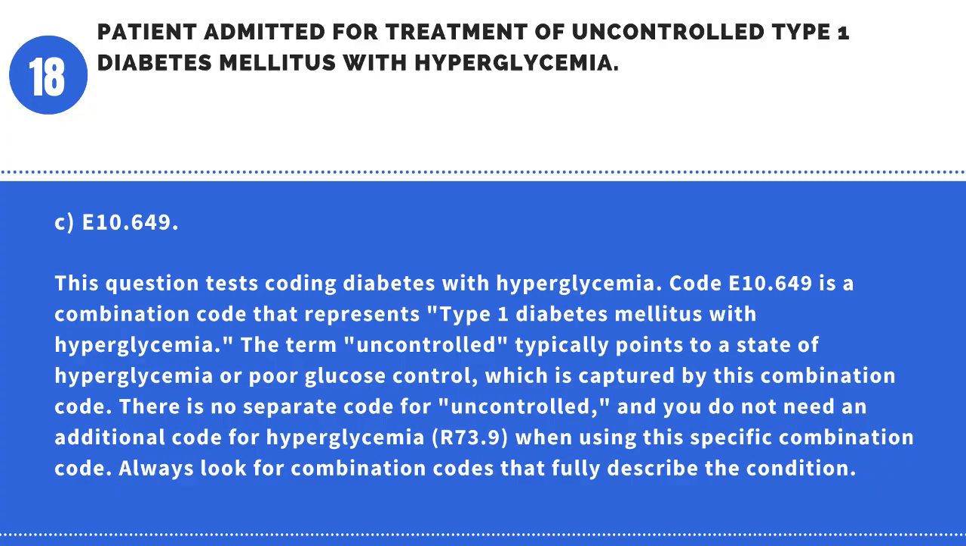Answer: C. E10.649. This question tests coding diabetes with hyperglycemia. Code E10.649 is a combination code that represents type 1 diabetes mellitus with hyperglycemia. The term uncontrolled typically points to a state of hyperglycemia or poor glucose control, which is captured by this combination code. There is no separate code for uncontrolled, and you do not need an additional code for hyperglycemia, R73.9, when using this specific combination code. Always look for combination codes that fully describe the condition.